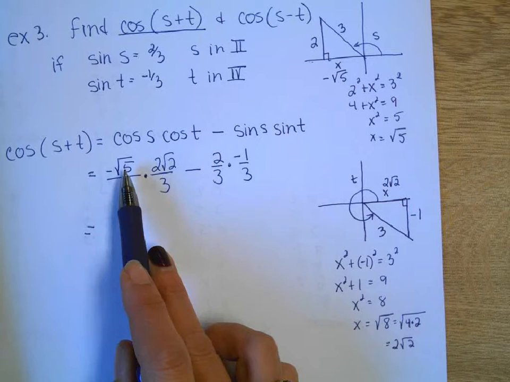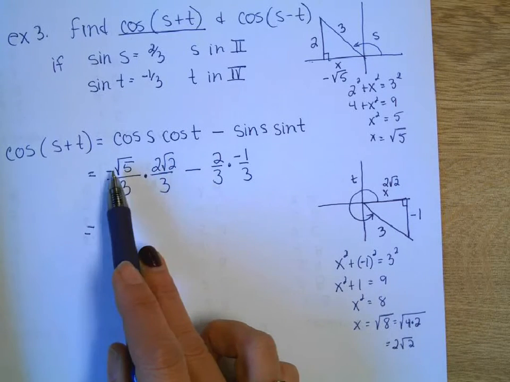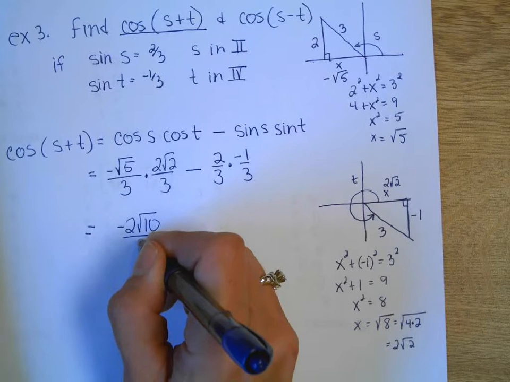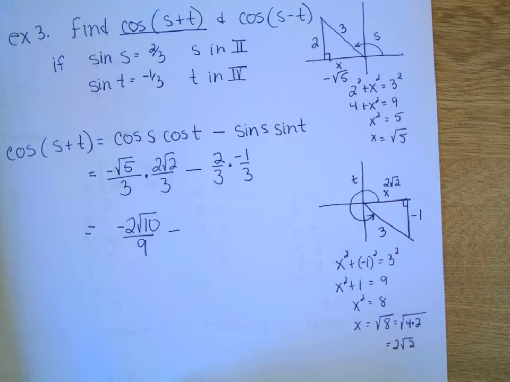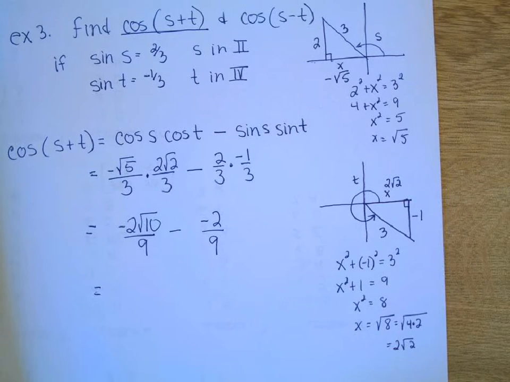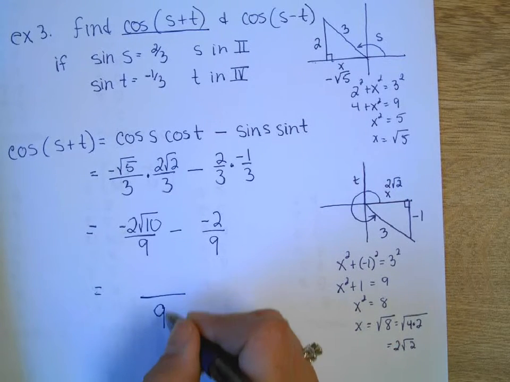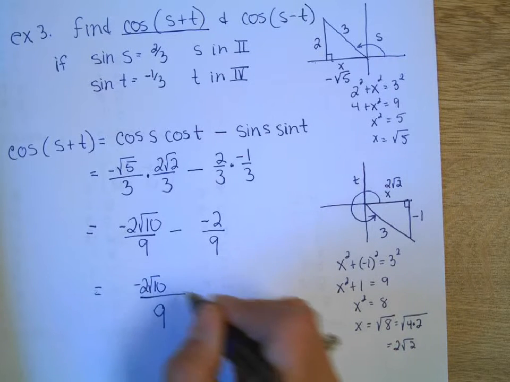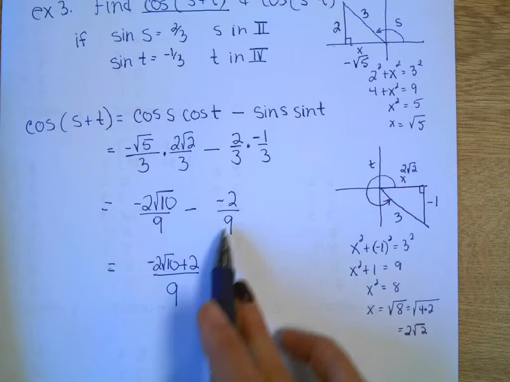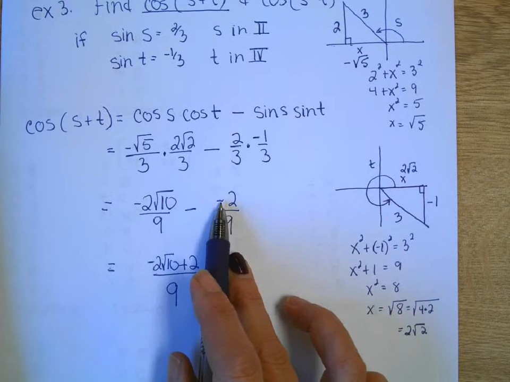Ugly. The number under the square root. The underneath stuff does multiply. So you will get negative 2 square root of 10 over 9 minus negative 2 over 9. So my final answer as a single fraction. Are you okay with that? No. Why not? We still have to find another one, don't we? Here's the common denominator of 9. So I do negative 2 square root of 10 minus a negative 2.